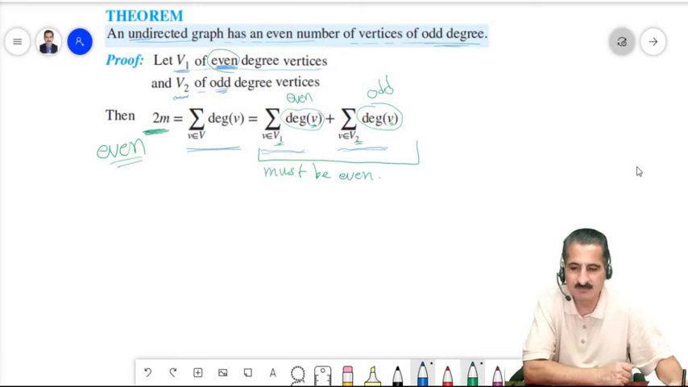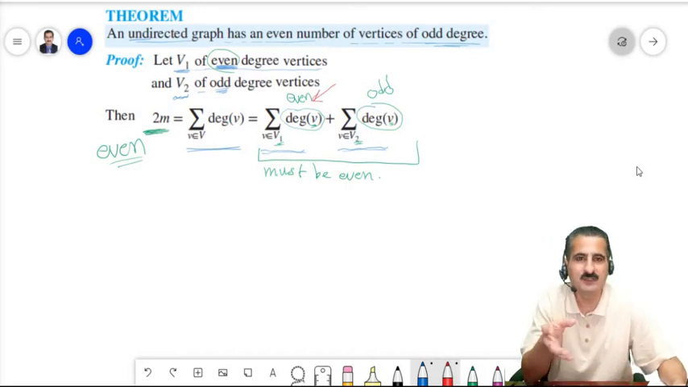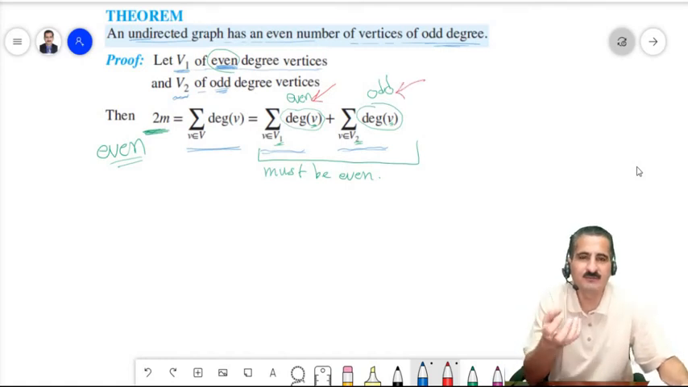Correct? But look at it. It's a summation of even integers. So no matter how many even integers there are, if you add them, the result will be even, right? But this is not the case for odd integers. If you have a number of odd integers and you add them to get the result to be even, then you have to have an even number of these odd integers, correct?